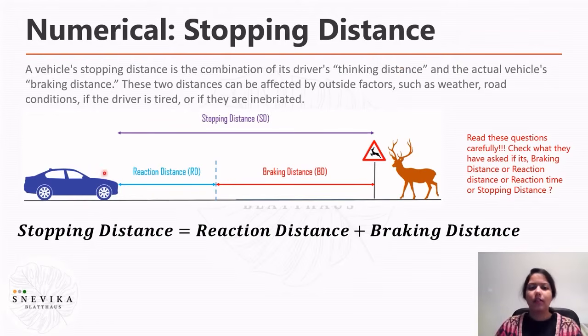Stopping distance is the sum of reaction distance and braking distance. It is like when you see a sign, you will take some time to react, and in that time your vehicle has covered some distance. Then you will brake and your car stops here. That is the braking distance. The sum of both of these will give you the stopping distance. Now let's first see what reaction distance and braking distance are, and then we'll come back to stopping distance again.